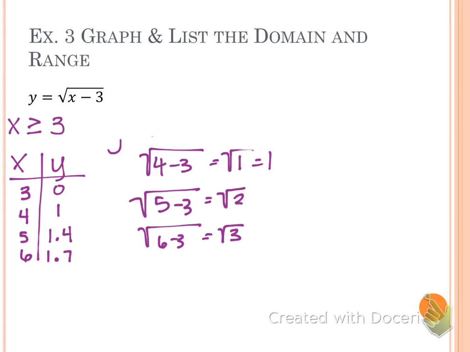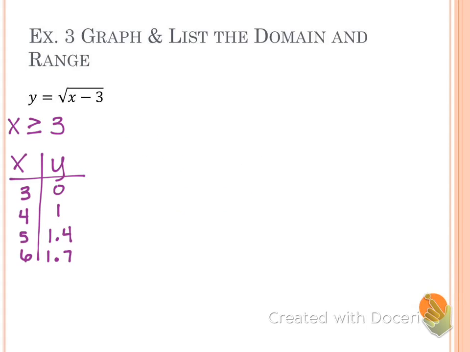Now, let's look at these values, and let's list our range before we even graph it. What is my range going to be? I've got three options: all positive, all negative, or all real numbers. So I look. All positive, because it starts at 0 and it goes up. It's never going to go below 0. So I can say my range is all positive numbers. All right, so now let's graph this.